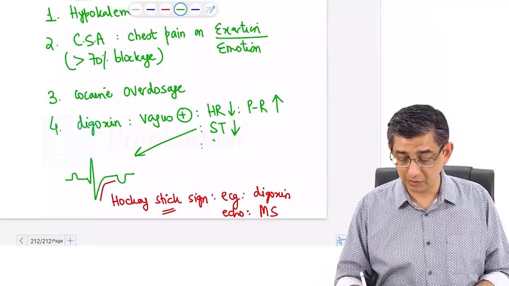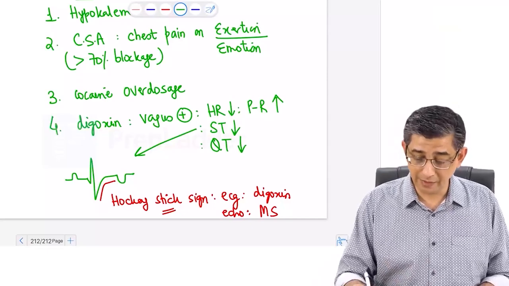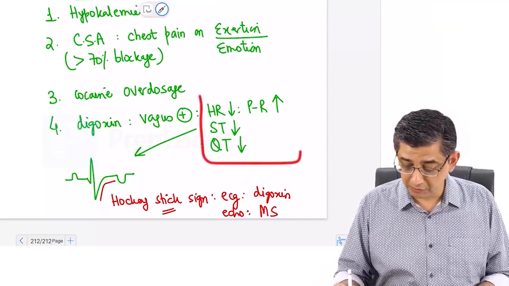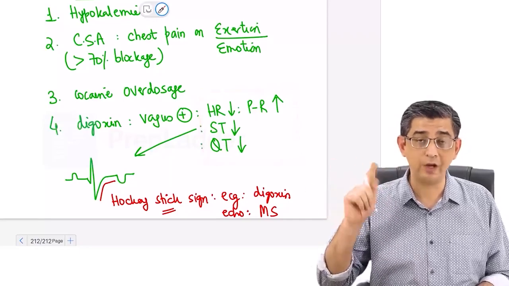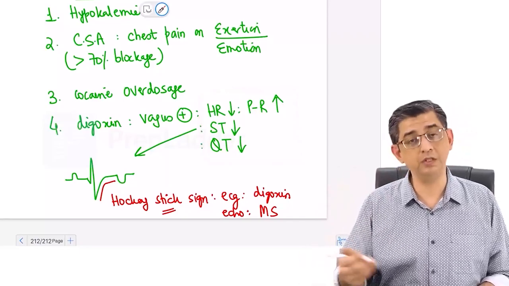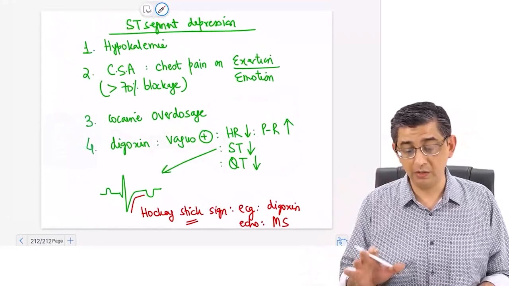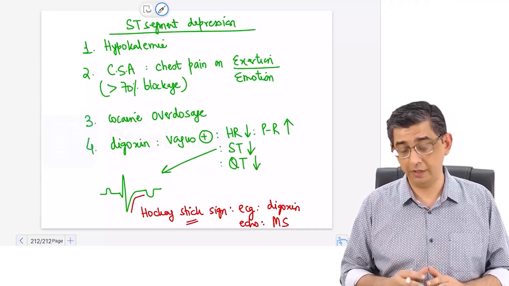And the third aspect is digoxin also causes QT shortening. In fact, these three are physiological effects. And how to remember that? Just remember, the arrow for PR will go up and the arrows for both of them will be on the lower side. That is ST depression and QT shortening per se. These are findings with respect to ST segment depression that you need to remember the etiology.